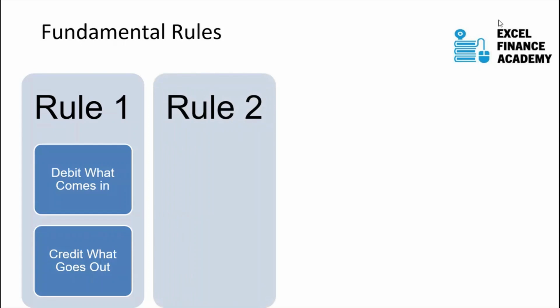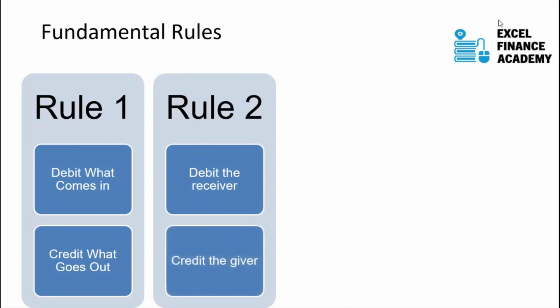The second rule in accounting is debit the receiver. Means whoever is receiving the money from your side, it should be debit. And credit the giver. Whoever gives the money to us will be credited.